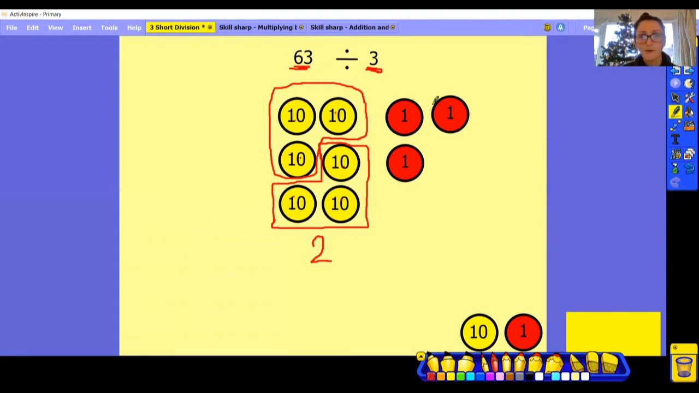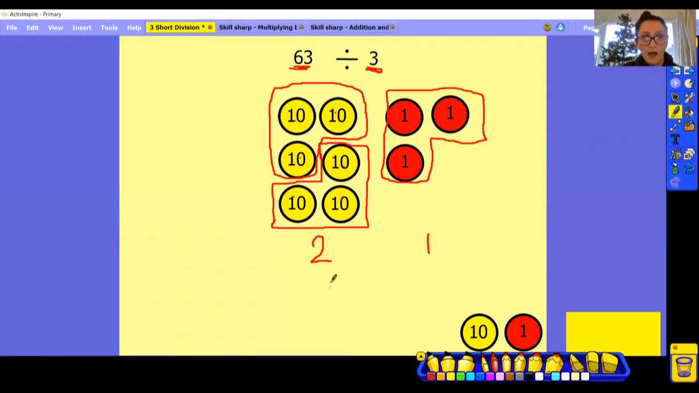We now need to move on to our 1s column. So can we make an equal group of 3? 1, 2, 3. Yes, we can. So there are no more 1s here. So I need to see how many equal groups I can make. So I've made 1. And we have no more other columns.